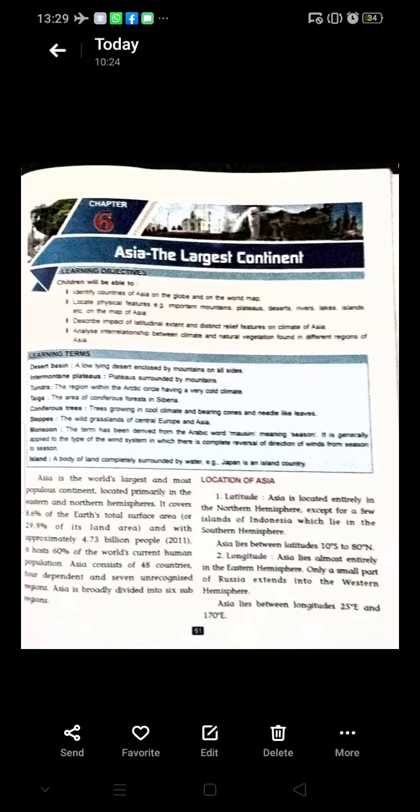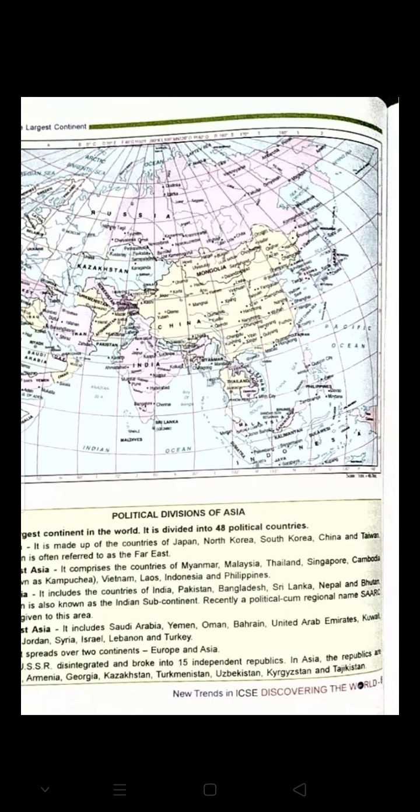Okay, now location of Asia. Asia is located entirely in the northern hemisphere except for a few islands of Indonesia which lie in the southern hemisphere. So Asia is between the latitudes 8 degrees south to 80 degrees north. If we see the map of Asia, it is 8 degrees south of the equator to 80 degrees north, just near the North Pole.